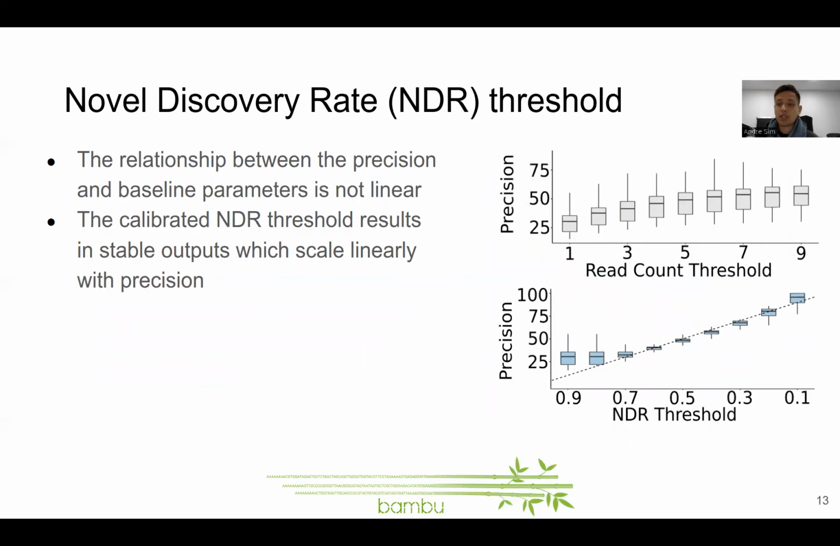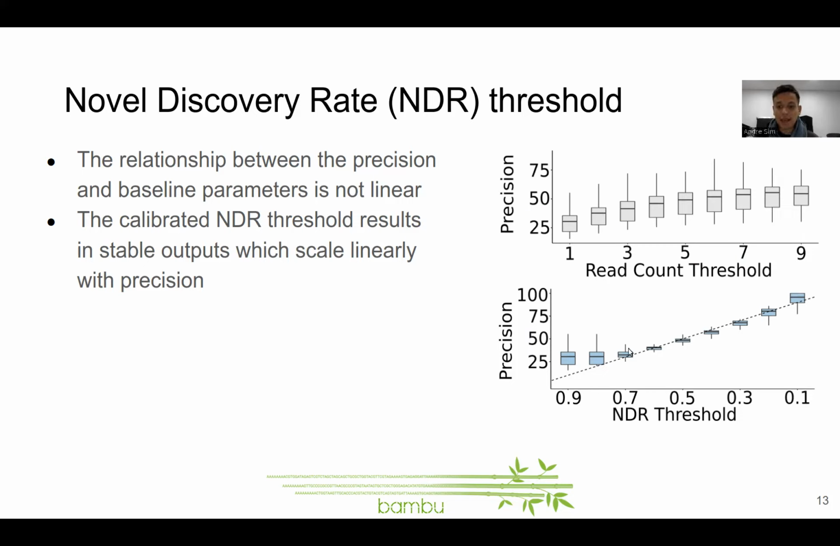Another advantage of using the NDR threshold is that it creates an intuitive relationship between the threshold that a user inputs into the tool versus the output of the precision. Generally, if you use a read count threshold or any other of these thresholds, you might double it, you might triple it, but that doesn't necessarily lead to an intuitive relationship with the output. Yes, you might see an increase or a decrease in sensitivity or precision, but it's not always predictable.